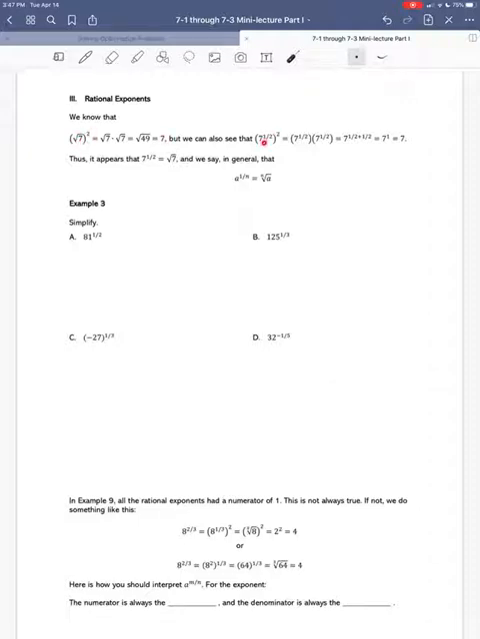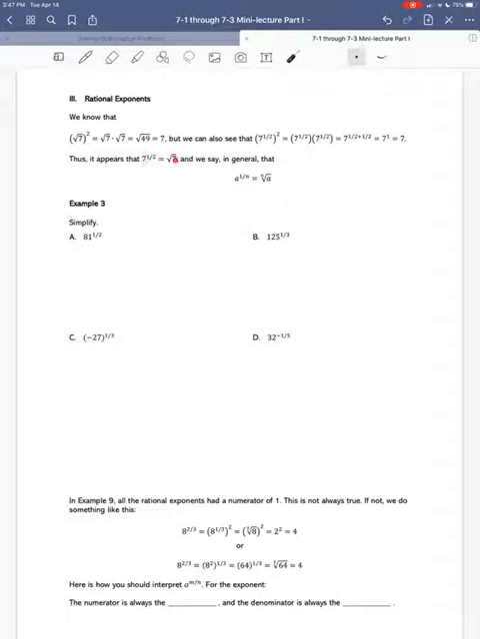But if I would take 7 to the 1/2 squared, that would be 7 to the 1/2 times 7 to the 1/2. Now, we haven't dealt with 1/2 as an exponent before, but when I did this with exponents, if I had the same base that I'm multiplying together with different exponents, I just add the exponents together. 1/2 plus 1/2 would be 2/2, which is 1, and I just get 7.